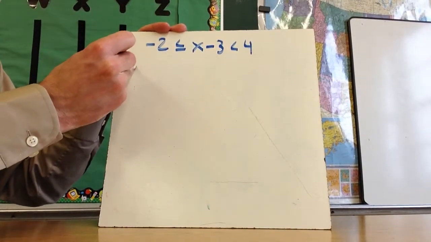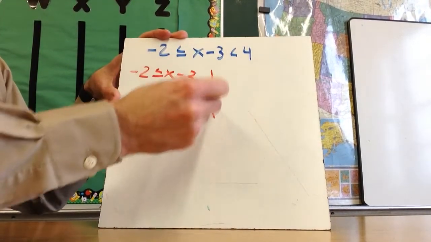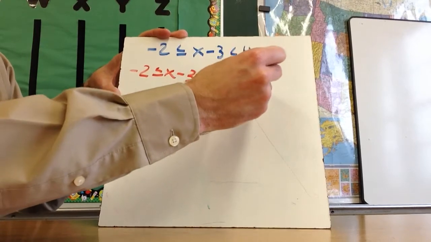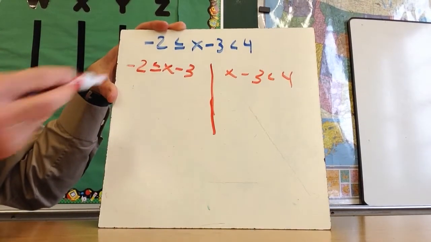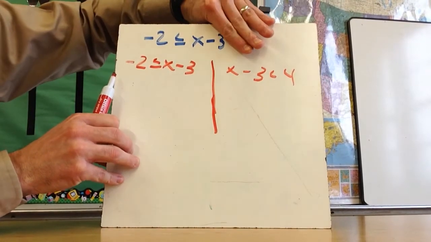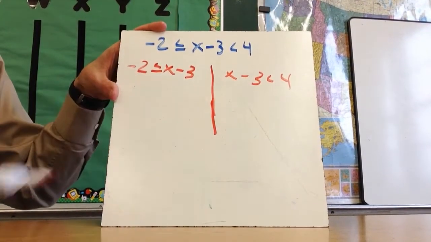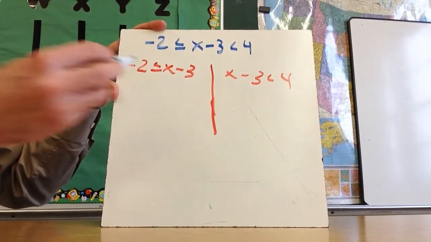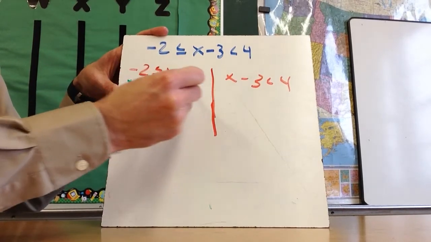So the first problem is going to be negative 2 is less than or equal to x minus 3. And the second problem is going to be x minus 3 is less than 4. Right? So you can see that I basically, the first side is this, the second side is that, right? So over here, what I've got to do, and you're going to end up doing the same steps on both sides. You shouldn't get the same answer.